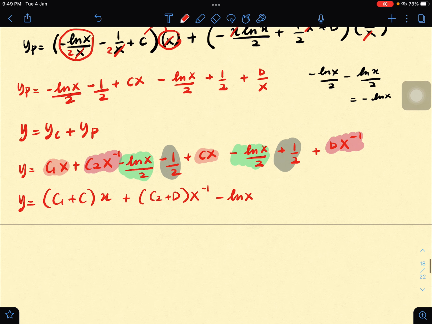Okay, and this one is constant plus constant, it will be another constant. Let's say we put a x plus constant is another constant. Let's say we put b, x negative 1 minus with ln x. So this one is the solution to your non-homogeneous Cauchy-Euler differential equation.